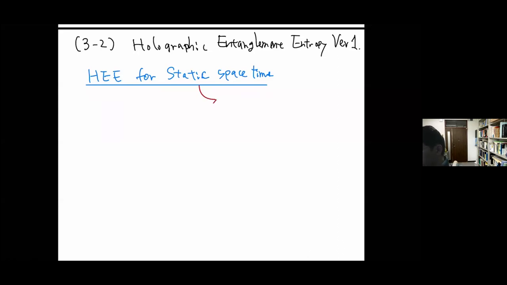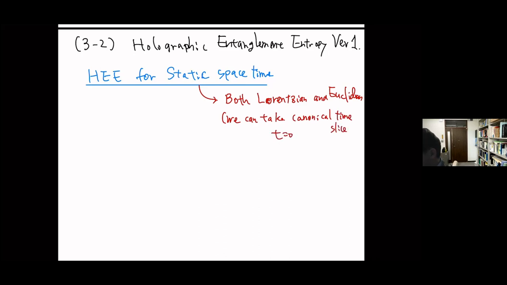Static space-time is very easy because we can think of both Lorentzian and Euclidean, and they are equivalent, because we can take a canonical time slice and just set t equals 0. Then the time direction is removed, so the Lorentzian and Euclidean geometries are essentially the same.